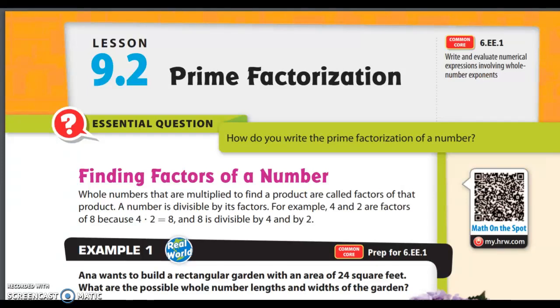This is lesson 9.2, prime factorization. This is page 243. The essential question is, how do you write the prime factorization of a number?